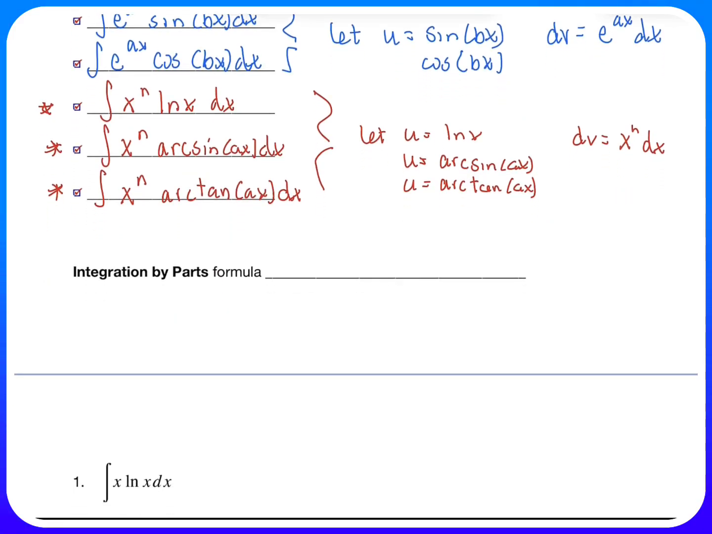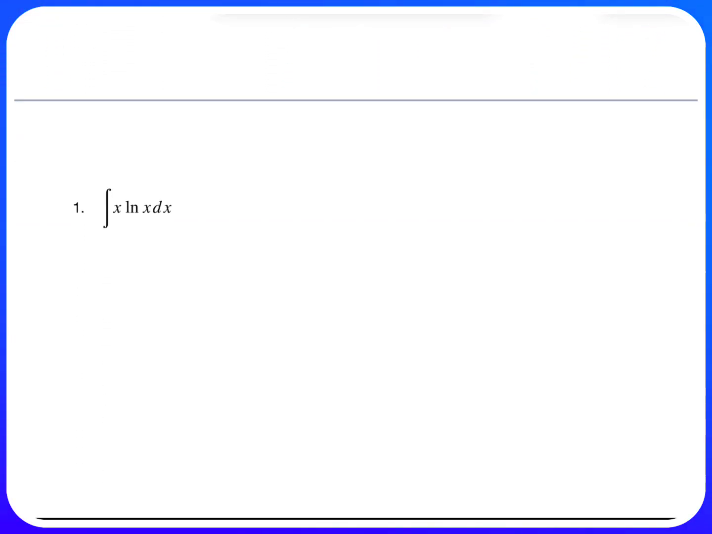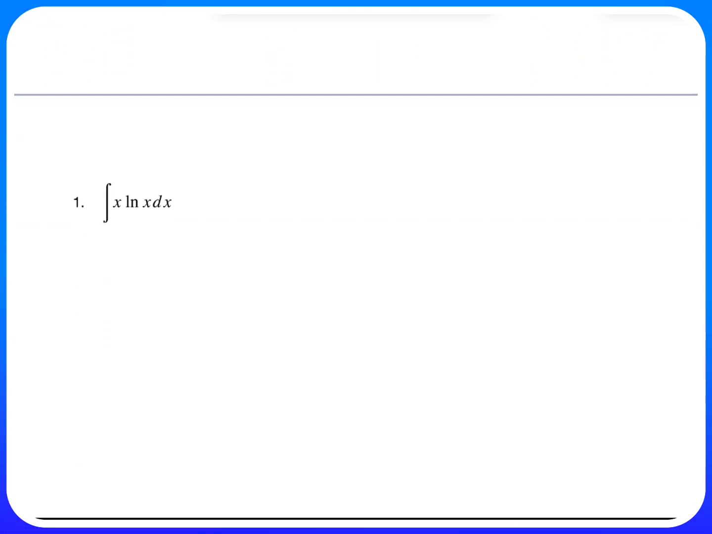All right, so what's this formula I'm talking about? Why am I talking about u's, v's, and dv's? Well, the integration by parts formula is something you're just going to have to memorize. It is the integral of u dv is equal to uv minus the integral of v du. So when we have two functions multiplied together, our integration is going to be u times v minus the integral of v du.